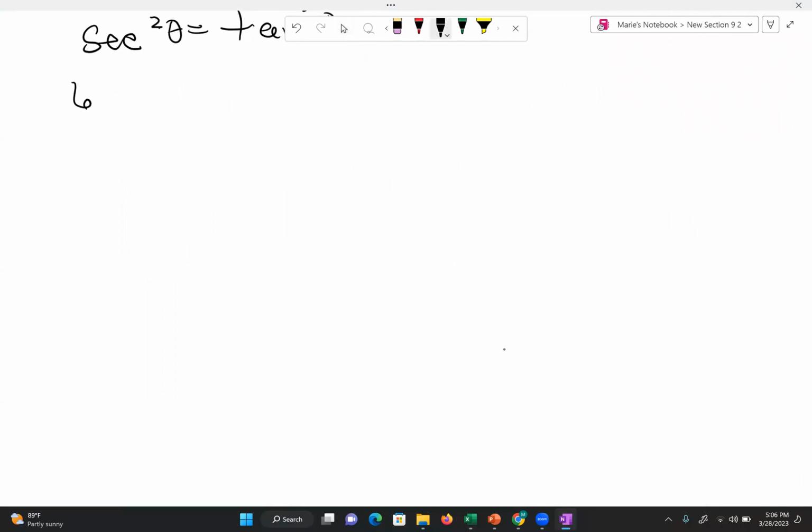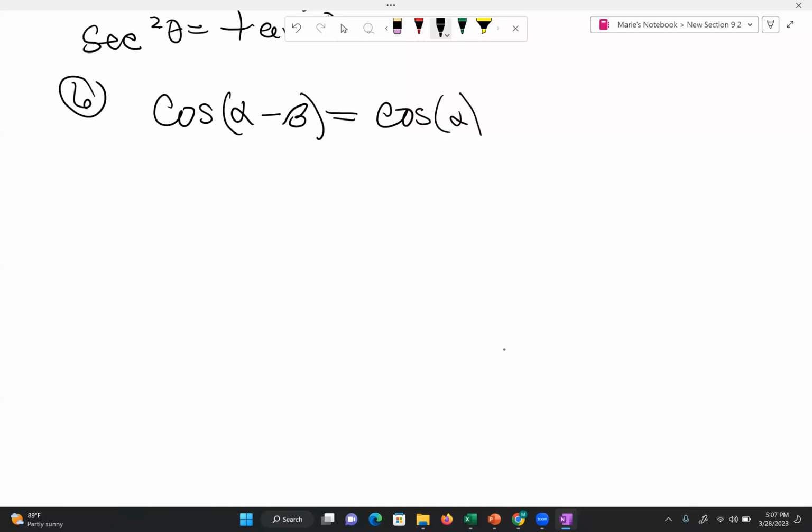Okay, example 6, we're dealing with an identity. If you remember, there is an identity where we have cosine of alpha minus beta, and that identity is equivalent to cosine alpha cosine beta, and then plus sine alpha sine beta. And call it A and B.